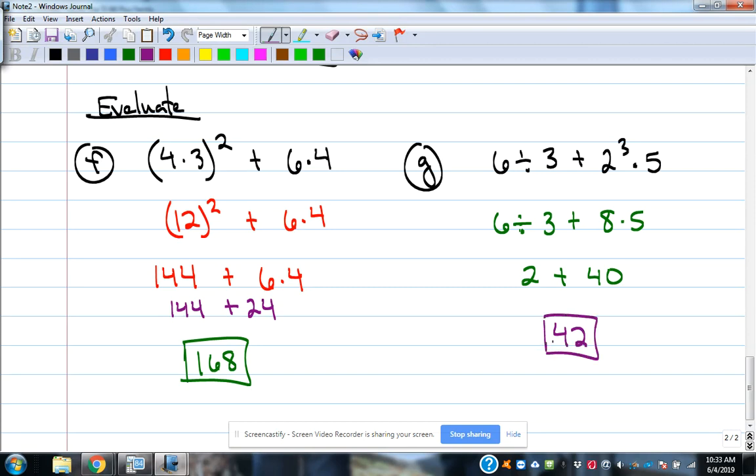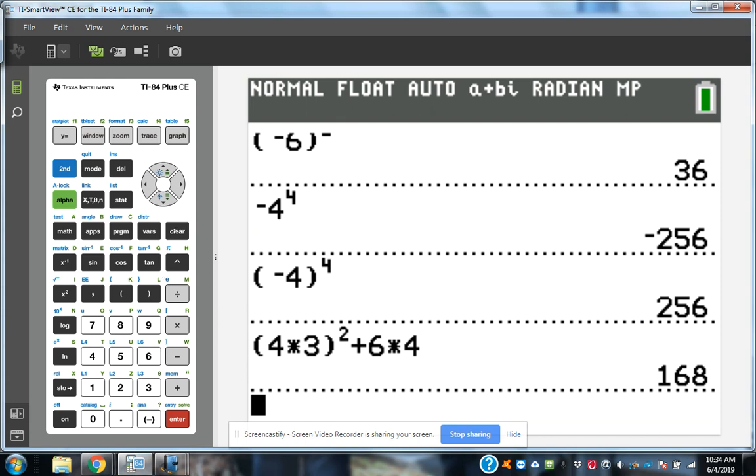Again, if you can type it in like it's written, you can get the right answer out of that. But knowing that order of operations is always better. So I'm going to type it in that way so you know what the calculator is going to look like.